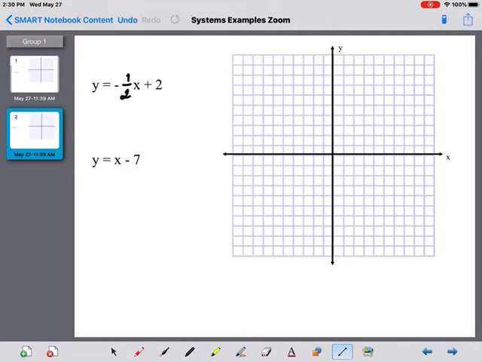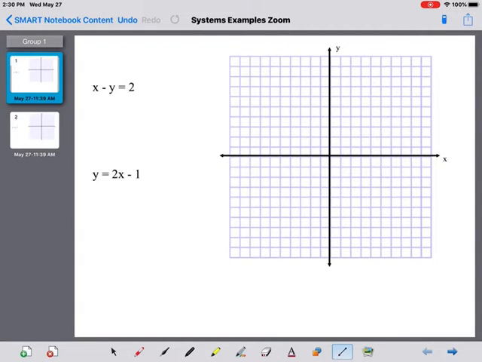Good morning, guys. I just wanted to go over a couple of problems on solving a system of equations. I know some of you saw this already on our Zoom session on Tuesday. These problems are a little bit different, so hopefully when you get to similar problems on IXL today, you'll have a little bit of an easier time.